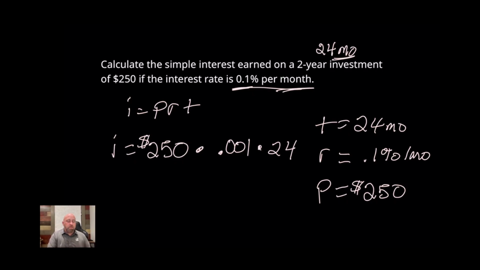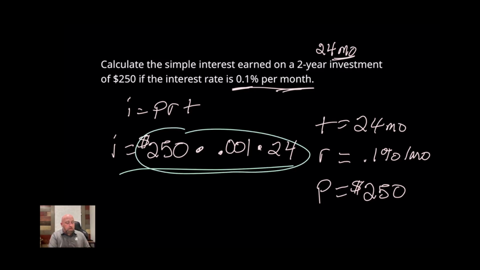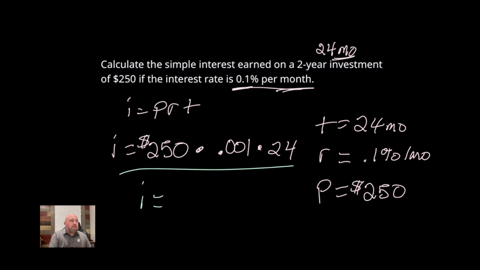So times 24. Now, you can do this on a calculator. You don't have to sit there and do that whole thing. What you would do is put that into the calculator. I won't take the time to do that, but you can. I'll just skip to the answer. I'm plugging it into the calculator, and the interest on that is going to be $6. In other words, if we invest $250 for 2 years at that interest rate, we will make $6.